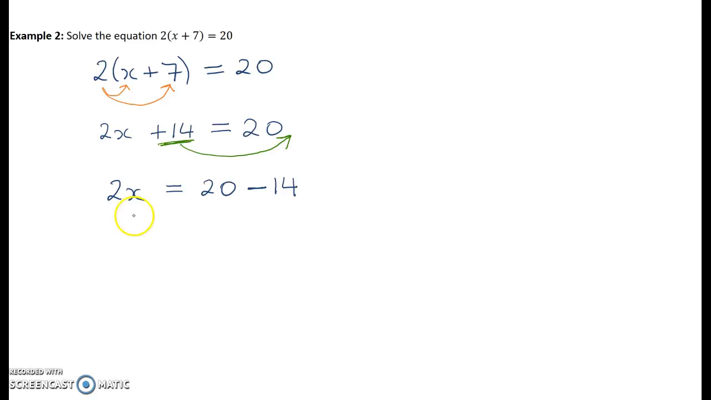And from here on, it's pretty simple what to do, you just tidy up each side. 2x equals 20 minus 14, which is 6. Finally, divide both sides by whatever is in front of x. In this case, 2. The 2's will cancel, so you have x is equal to 3.